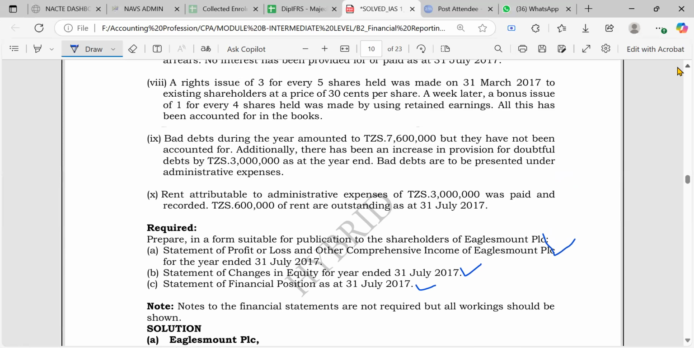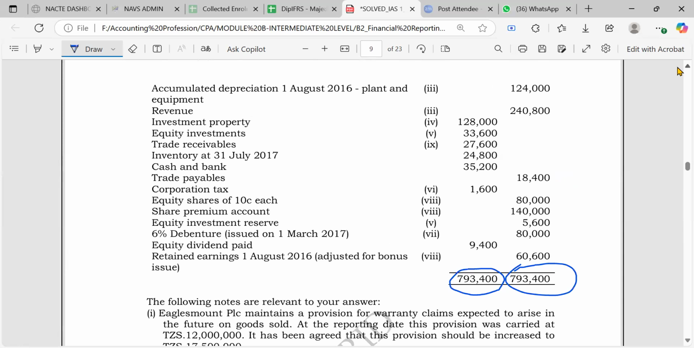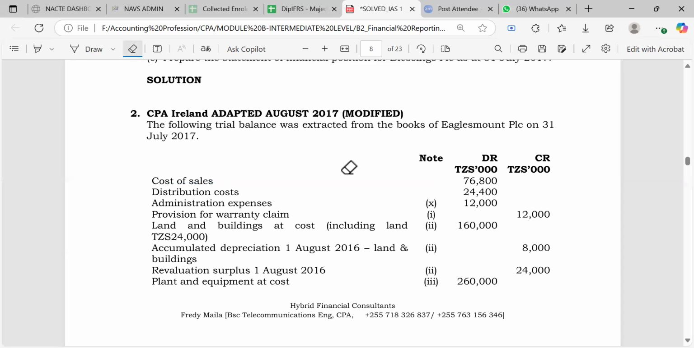So although our financial position is on part C, this is what I would suggest. When having these questions, you would have the trial balance here normally, but also you'd have the additional information, right? So you need to start knowing how to go about it.